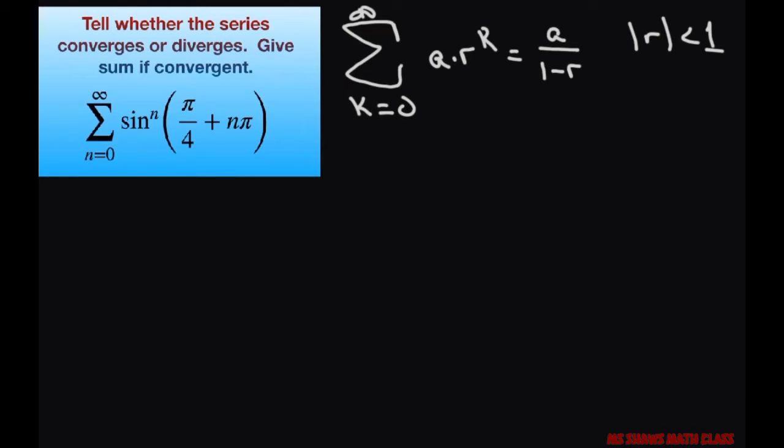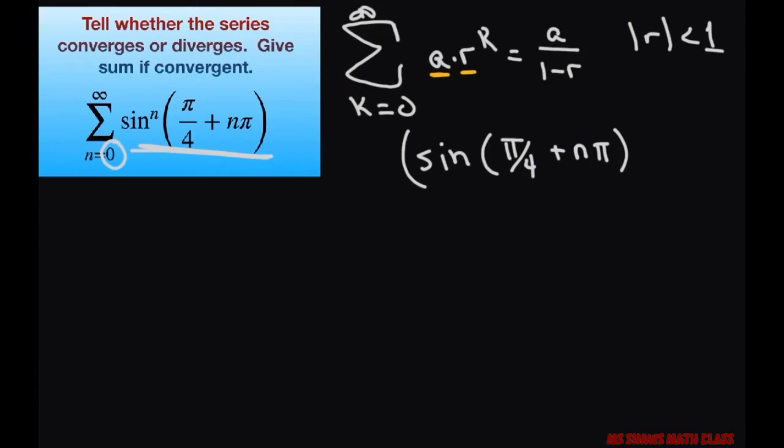So before we start, let's look at this real quick. We want to start at 0, so we want to find our first term and our r if this is a geometric series. I can write this as sine of pi divided by 4 plus n pi to the 0 power. This would be my first term. Well, anything to the 0 power is 1, so my a equals 1 here.